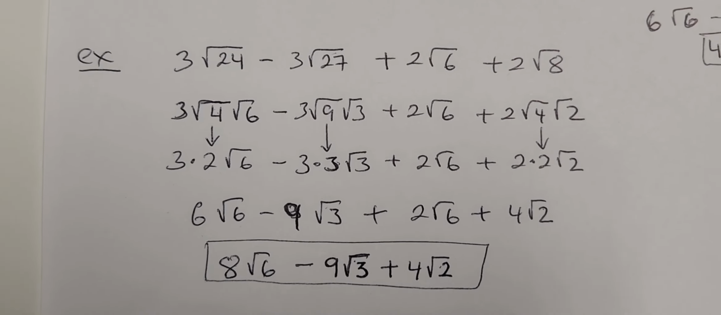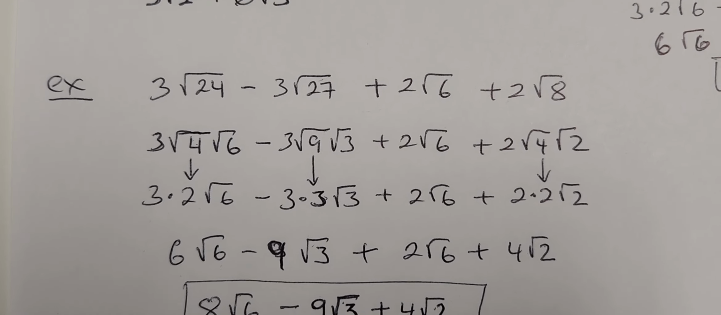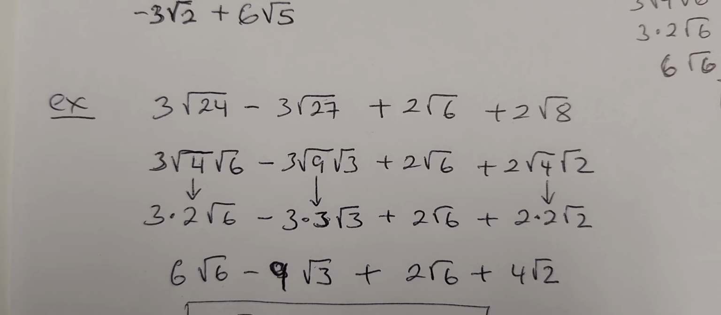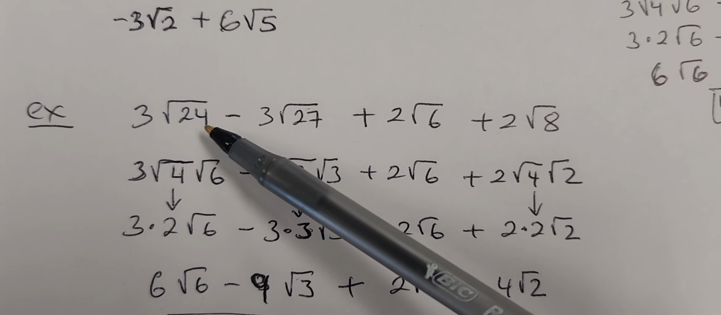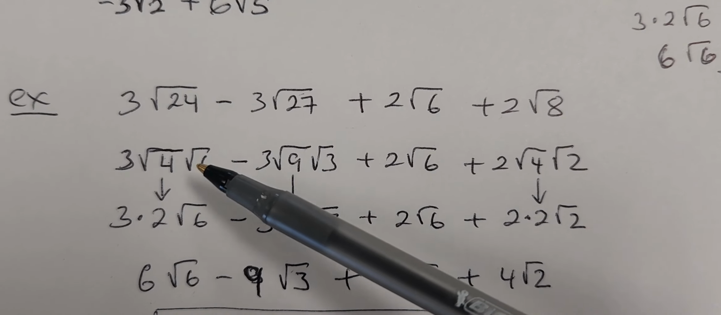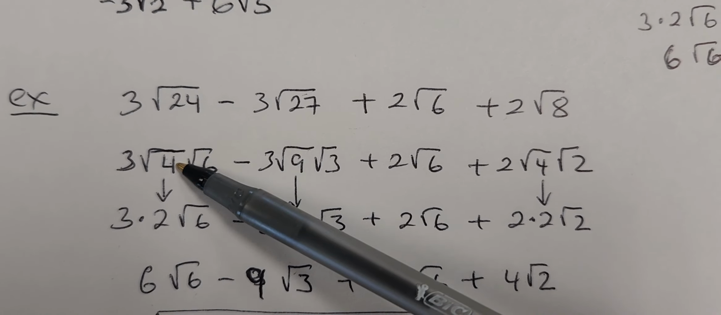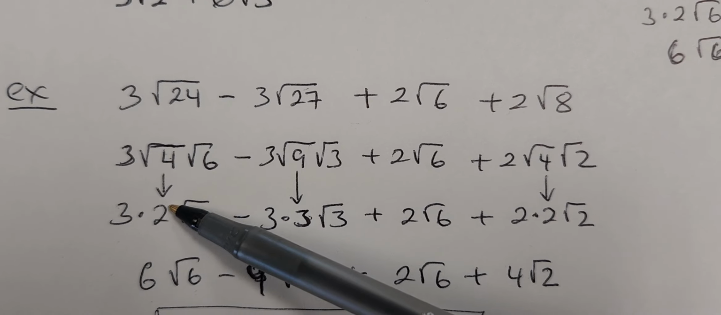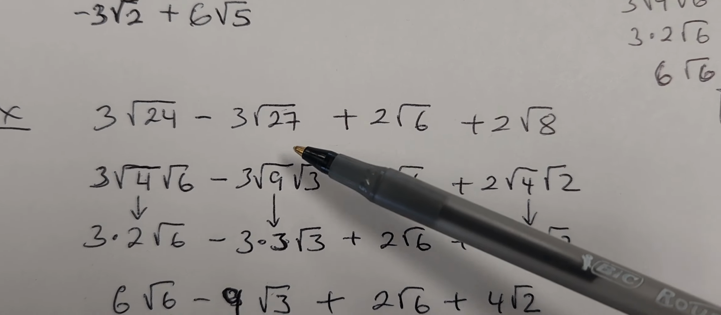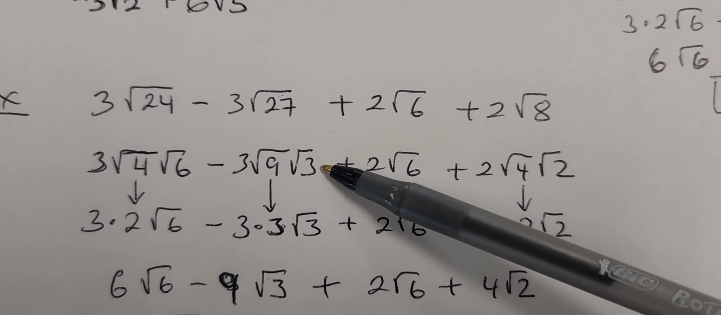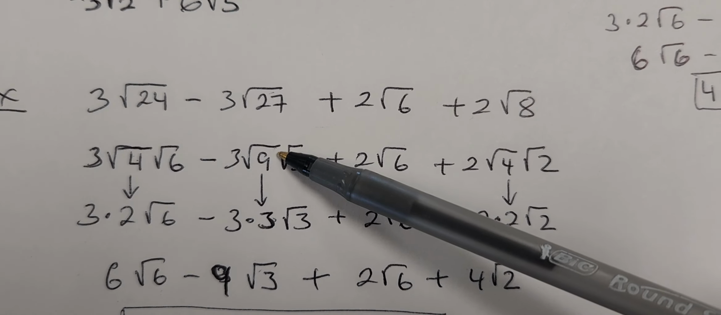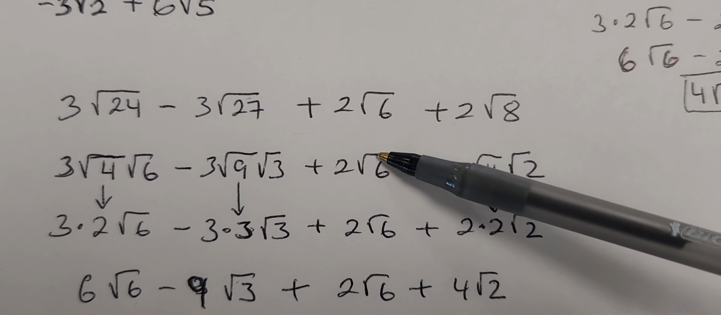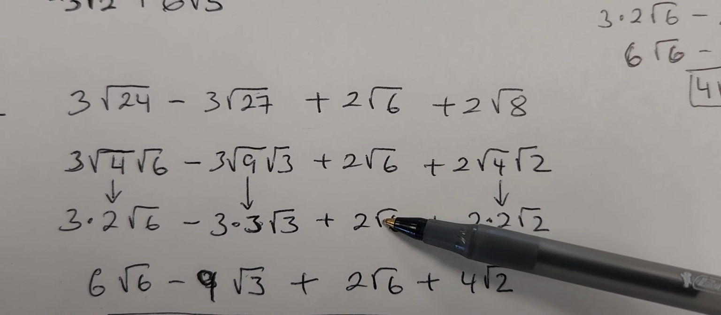Next example. It doesn't matter how many terms you have. Here you have 1, 2, 3, 4. It's the same procedure. So let's change this 24 into 4 and 6, again because the square root of 4 is 2. This 27, I change into 9 and 3 because the square root of 9 is 3. This 2 radical 6, I just leave it alone because there's nothing else to do.